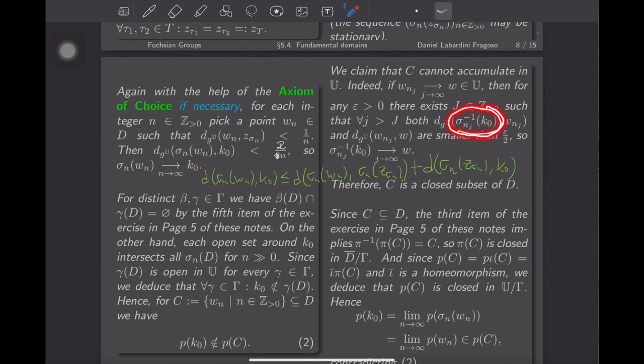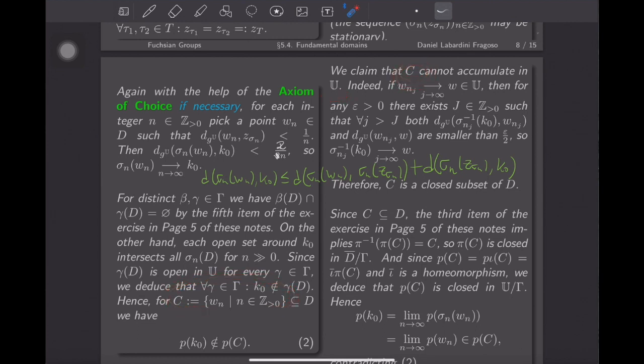And so what I would obtain is that the sequence of this sigma n j's inverse of K naught would converge to W. But then you see all of these would belong to a single orbit, the orbit of K naught. Again, contradiction to the fact that gamma is Fuchsian. So C cannot accumulate in U, this C.